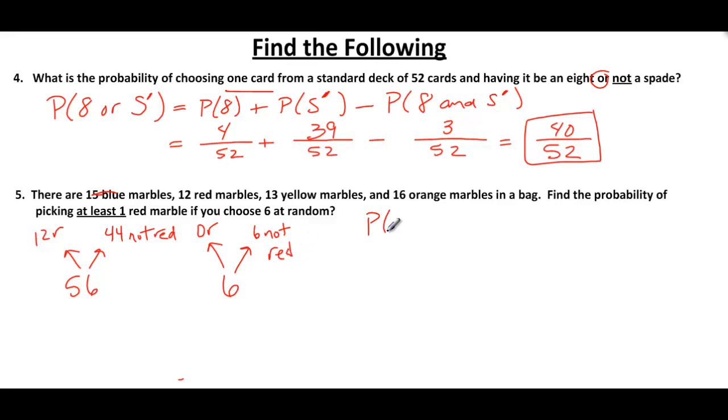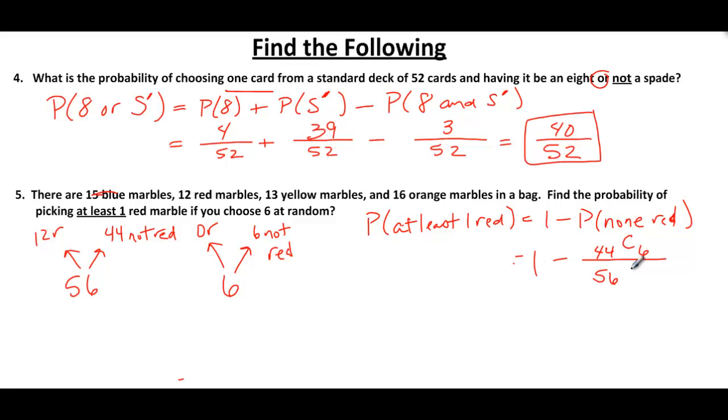So again, I want to find the probability of at least one red. And to do that, I'm going to do 1 minus the probability of its complement, which is none of them are red. So I'm going to do 1 minus the probability that none of them are red: 12 choose 0, which anytime you're choosing 0, you don't have to write it. So I'm just going to do 44 choose 6 over 56 choose 6. So this is the probability that I choose 6 and none of them are red. But remember, that's not what I want. I actually want the complement of it, so I'm going to do 1 minus.